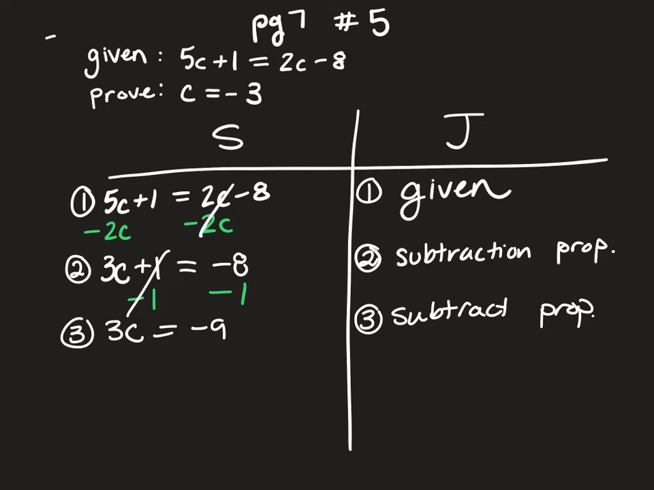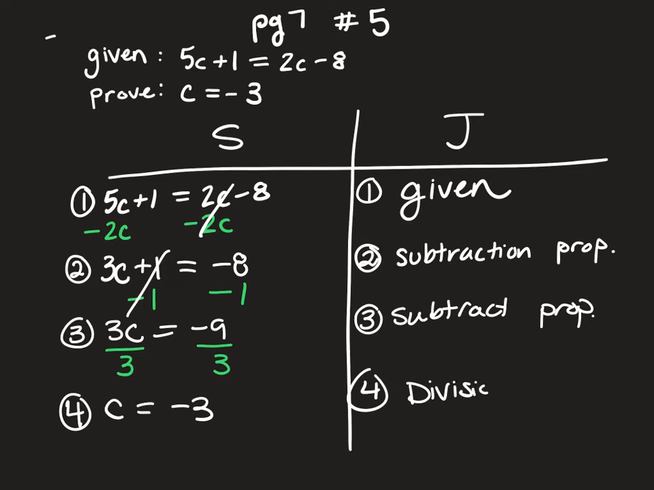All right, and then what's my next step going to be? Division, right? I have to divide both sides by 3. So then that leaves me with c equals negative 3. And I got that because I used the division property.